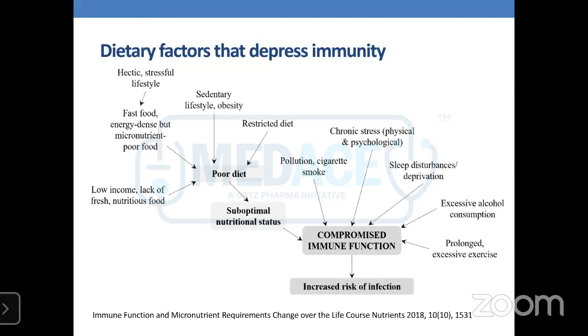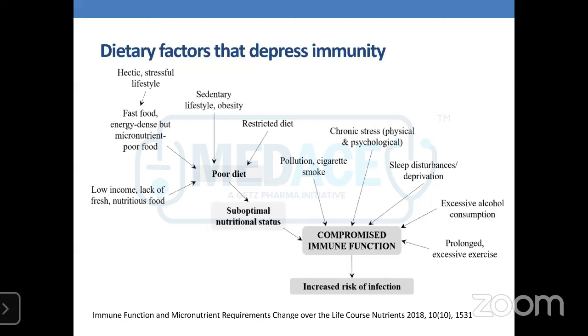Number one factor is fast food. The consumption of energy-dense foods has increased, which means people are consuming foods higher in calories, but they do not provide adequate micronutrients which are required by the body. The second factor, as you see in this diagram, is food insecurity. A lot of people do not have access to fresh and nutritious food because of increasing inflation rates, and it is expensive to buy.